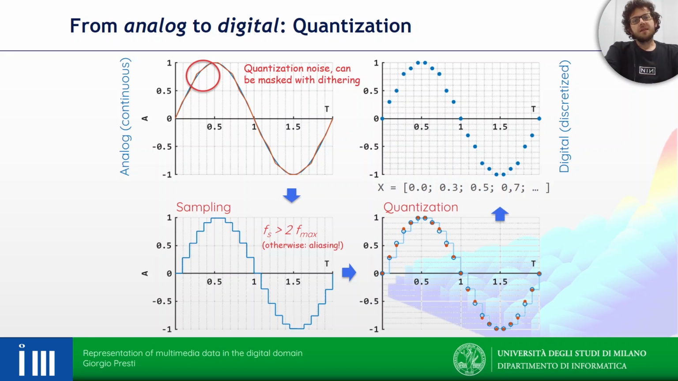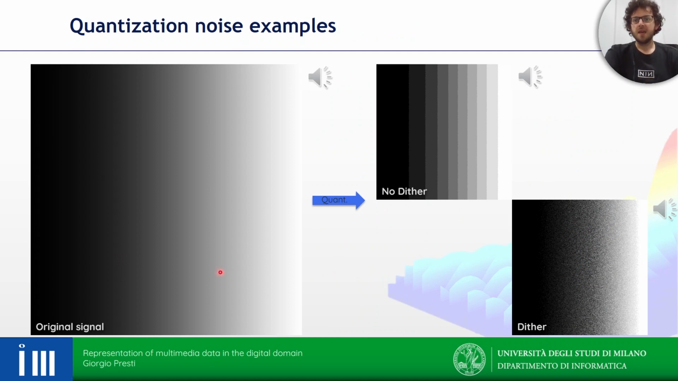But there is a technique which is called dithering that lets us hide the quantization noise. It's not removing it, it's just hiding it. Let's see what it means with both images and sound. Here we have our non-quantized picture with our non-quantized sound. And here we have the quantized picture and the quantized sound.